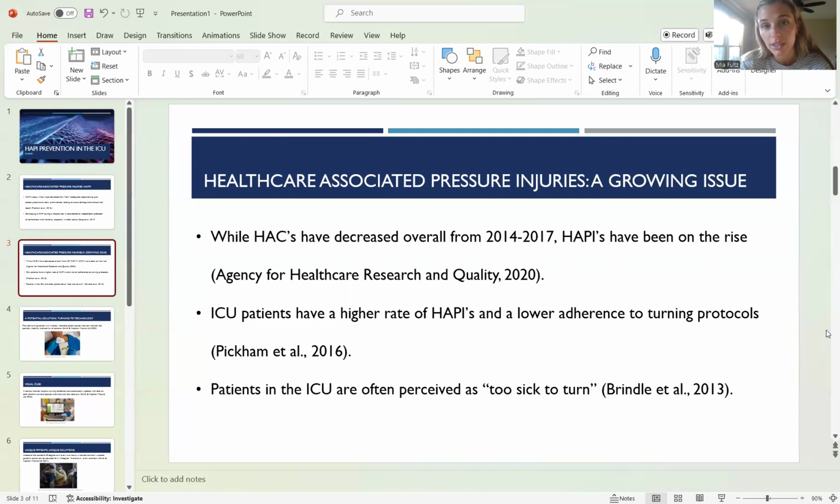We have the power to advocate for our patients for better protocols and technology that can lower these events and improve mortality or comorbidities amongst our patients. ICU patients in particular just have a higher rate of HAPIs and a lower adherence to turning protocols. Sometimes they're considered too sick to turn, so they're hemodynamically unstable or they have a very critical airway, and people just might not feel comfortable turning them. For this reason, we see even more HAPIs than we would on a med-surg floor or somewhere where there's less of a critical patient population.